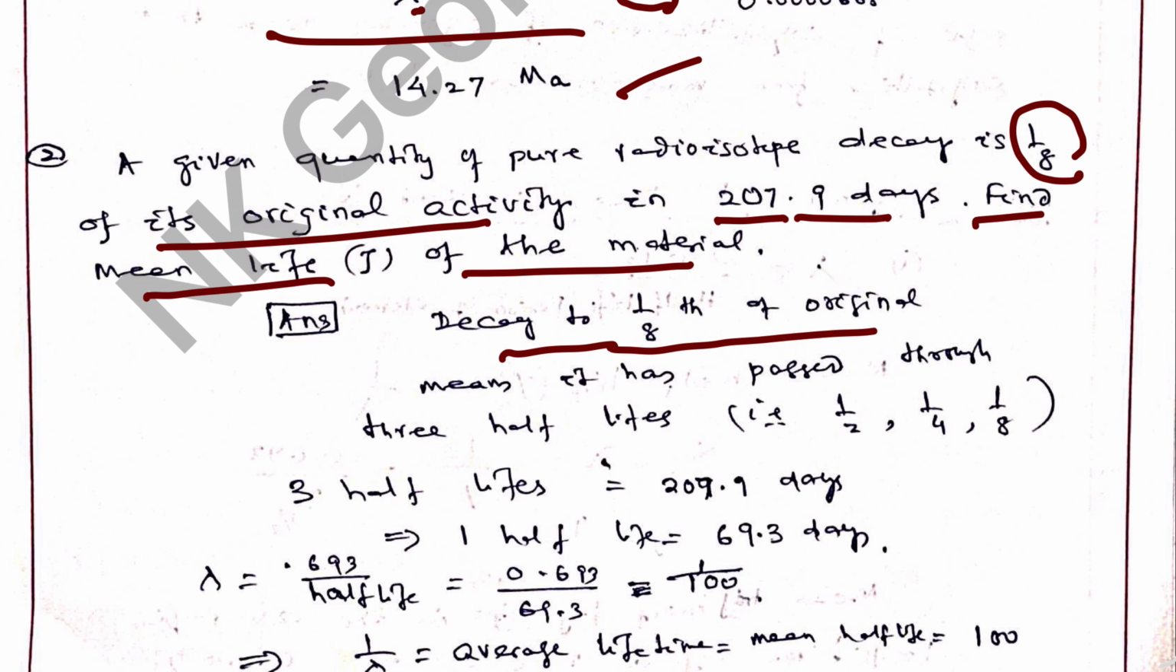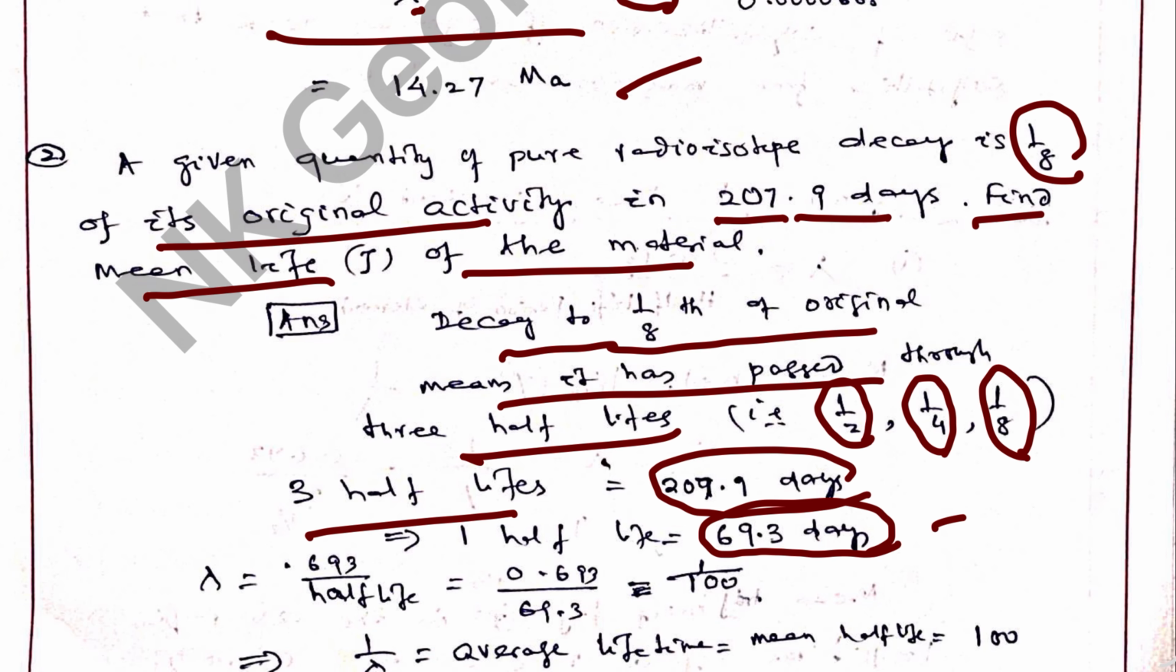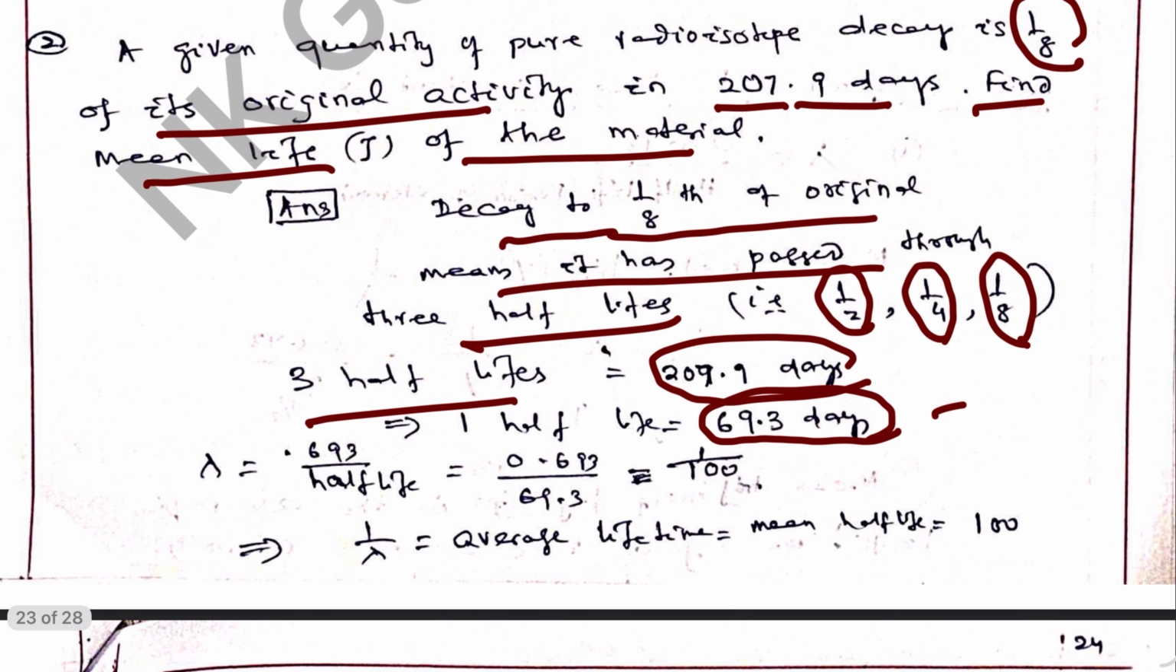Decay to 1 by 8 of its original amount means it has passed through 3 half-life periods. In one half-life period it is reduced to half, in the second half-life period it is reduced to 1 by 4, in the third half-life period mass is reduced to 1 by 8. So 3 half-life periods have passed, which indicates the age of 207.9 days. So each half-life period is having 69.3 days.